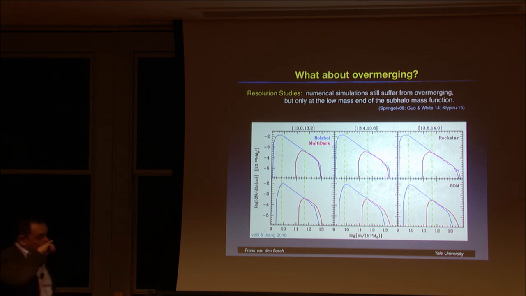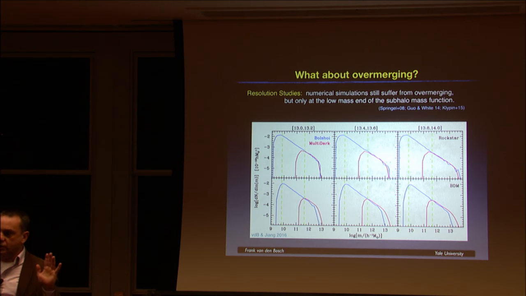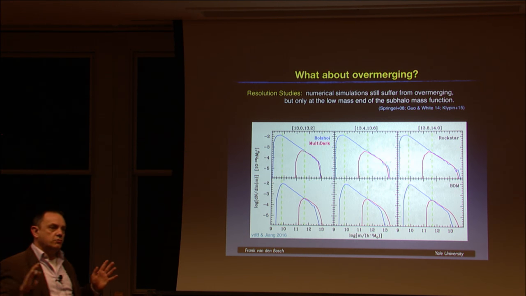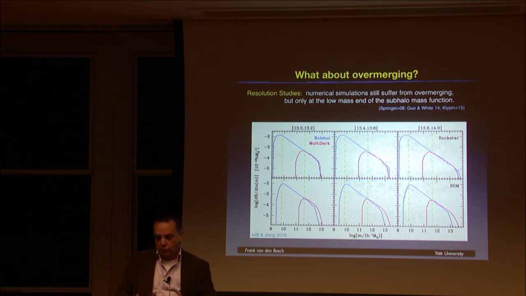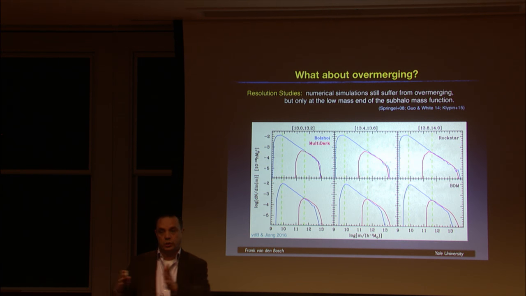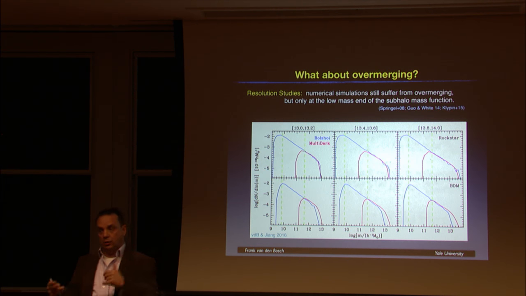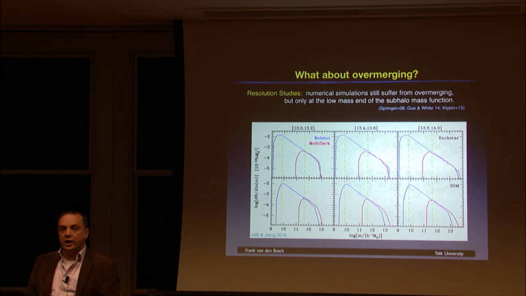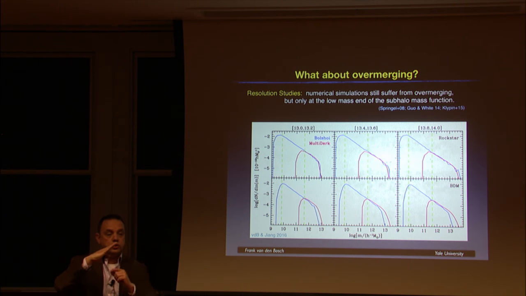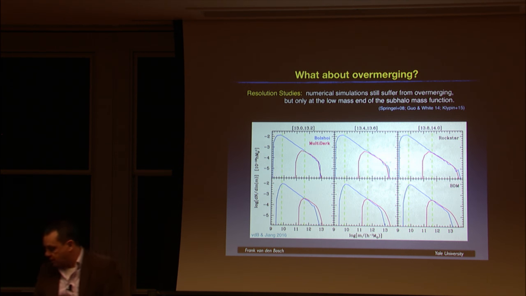So people stopped talking about overmerging, but it doesn't mean overmerging has gone away. What people nowadays do is they run resolution studies. They run some simulation, and then they run the simulation at somewhat higher resolution or somewhat lower resolution, and compare subhalo mass functions between the high and the low resolution. And if you do that, you always find that if you go to higher resolution, your subhalo mass function suddenly extends down to lower masses. Okay? That's nicely shown here.